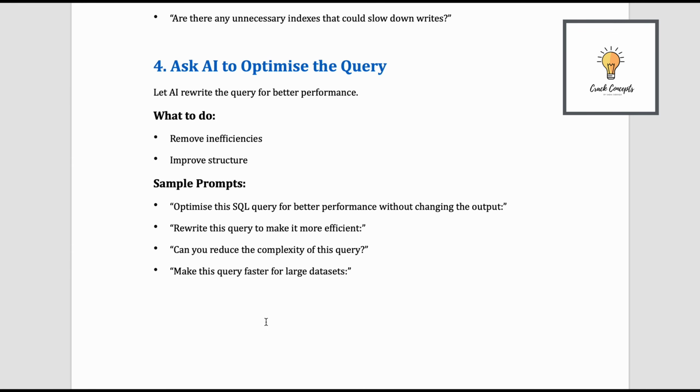Number 4. Ask AI to optimize the query. Let AI rewrite the query for better performance. What to do? Remove inefficiencies, improve structure. Some sample prompts would be: optimize the SQL query for better performance without changing the output.